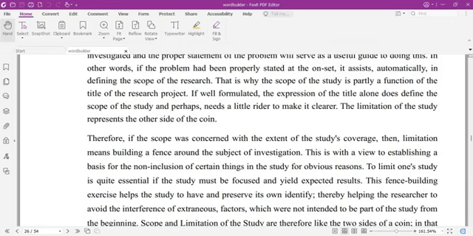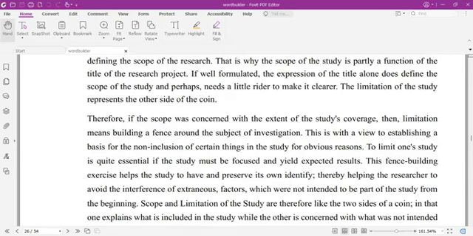Limitation, you're limiting it to a particular area, like building a fence. You know, when you build a fence around a compound, it means this is the extent you can go. You can't go beyond this fence. So limitation is kind of building a fence on the work you're going to do. You're not going to exceed a particular range. This is with a view to establishing a basis for the non-inclusion of certain things in the study for obvious reasons. There are certain things that are not necessary for you to include in your study.